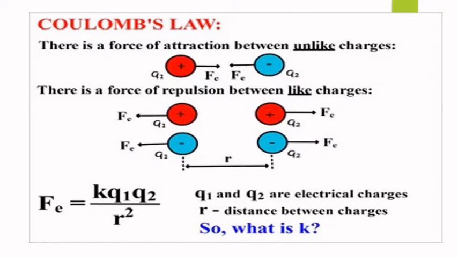Coulomb's law states there is a force of attraction between unlike charges Q1 and Q2, and a force of repulsion between like charges, like in this diagram, that F equals K Q1 Q2 over R squared. Q1 and Q2 are electrical charges, R is the distance between charges. So, what is the K?